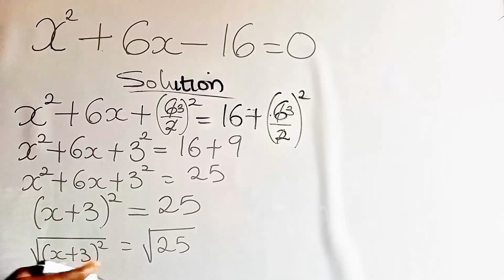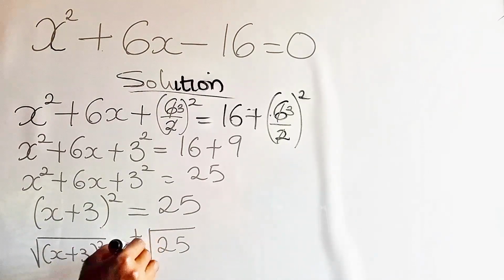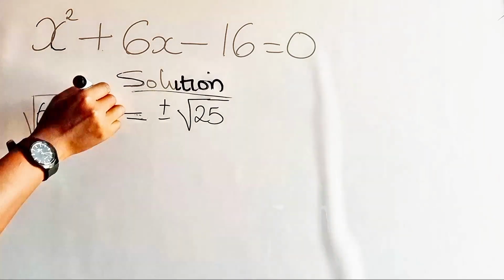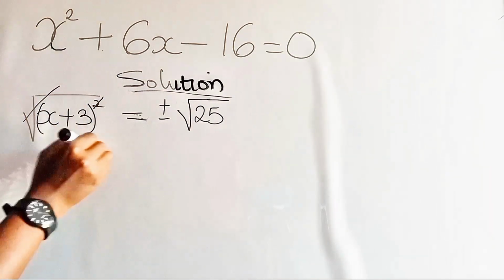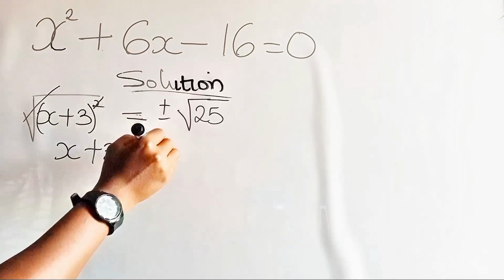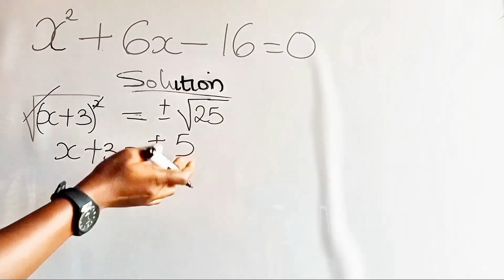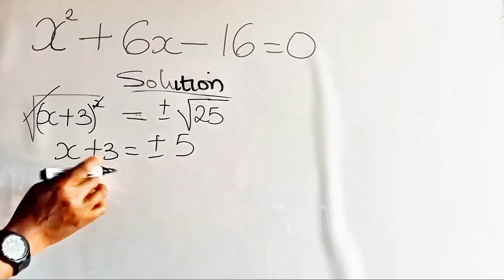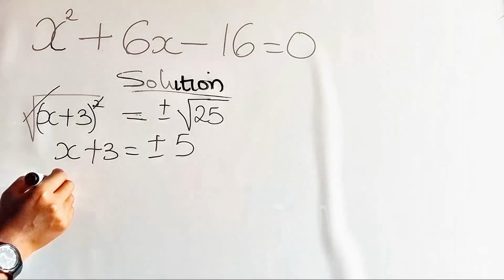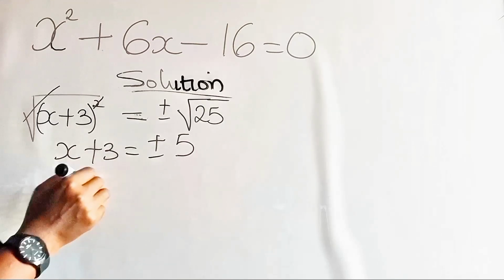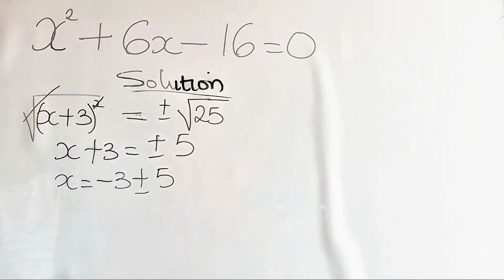Take note, when you are finding the square root of both sides of an equation, you bring in your plus or minus sign. So this square, we cancel out this square root. We have x plus 3 equals plus or minus 5. The square root of 25 is 5. Now we have to subtract 3 from both sides of the equation. If we do that, we have x equals minus 3 plus or minus 5.